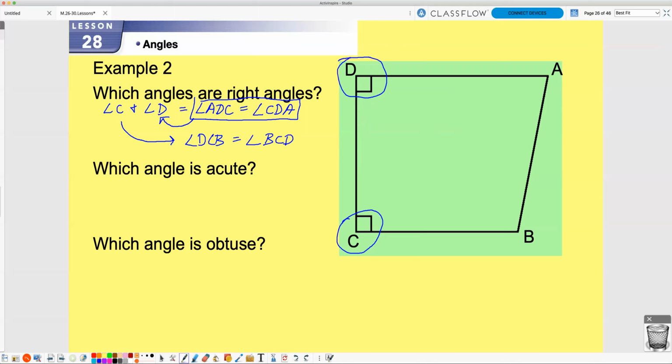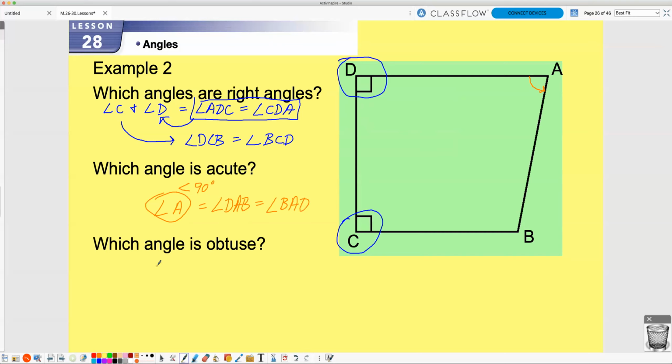Which angle is acute? Looking at this, these are two right angles, so it's definitely not those. It's either B or A here. You have to recognize acute means that it's less than 90 degrees, so it has to be less than a right angle. It has to be smaller. Acute would be angle A in this case. You could rename that another way: angle DAB, or angle BAD, or angle A in this case. This is the acute angle from here to here. You can see clearly that it's less than 90 degrees.